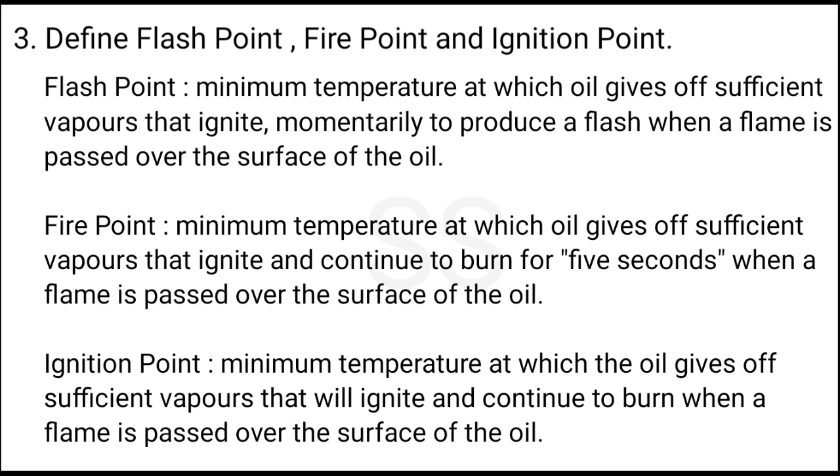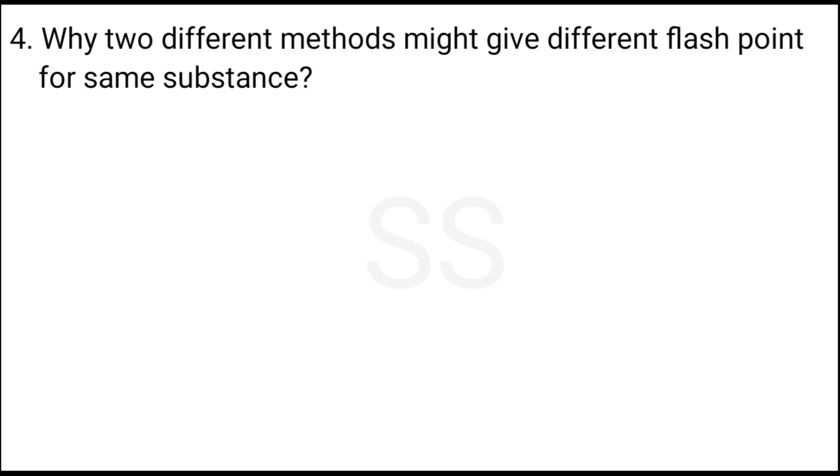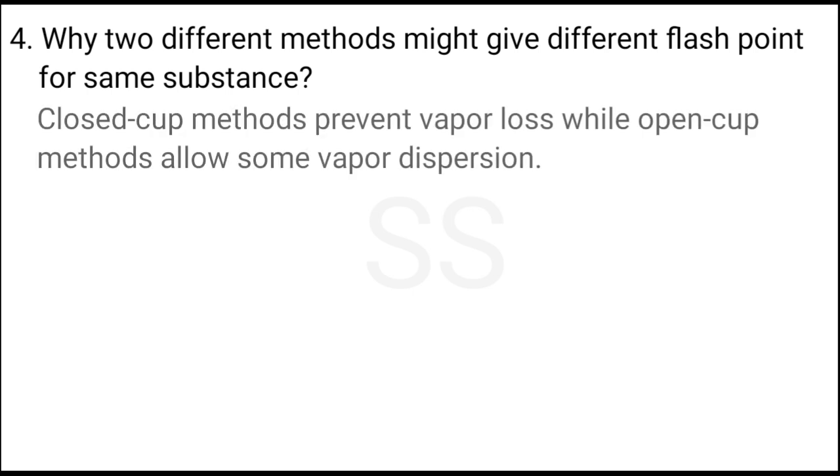The ignition point of an oil is the minimum temperature at which the oil gives off sufficient vapors that will ignite and continue to burn when a flame of standard size is passed over the surface of the oil under standard conditions. Why might two different methods give different flashpoint for the same substance? Closed cup methods prevent vapor loss, giving a lower and more precise flashpoint, while open cup methods allow some vapor dispersion, leading to a slightly higher value.